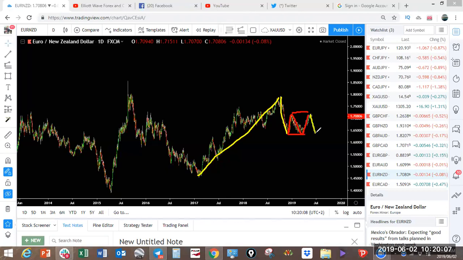Will it come down and make this one? This is the move I'm expecting. Minimum here and possibly up to this level. So that's why this is a move that we need to look at. Let's see if this one plays out. That is what we're going to be looking at on Euro New Zealand. It has not really dropped as yet, but as you can see, it has made a very nice corrective structure in the lower degree for entry.